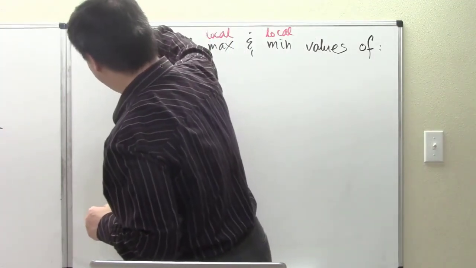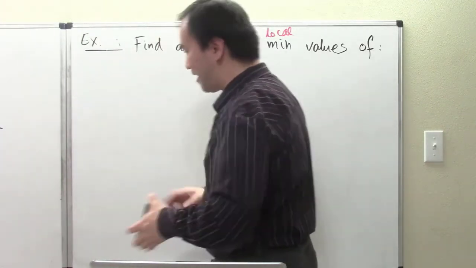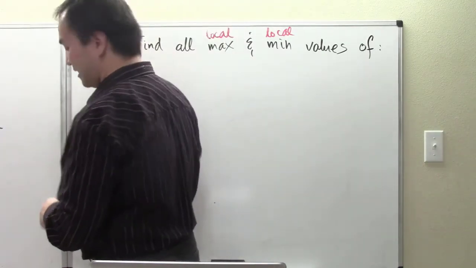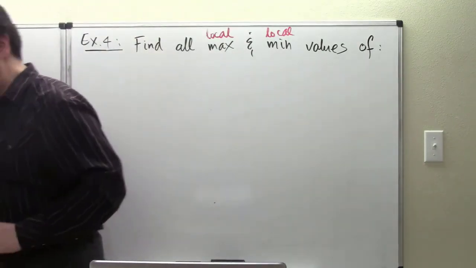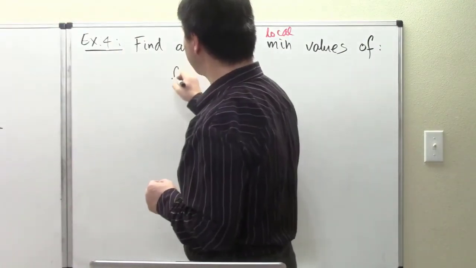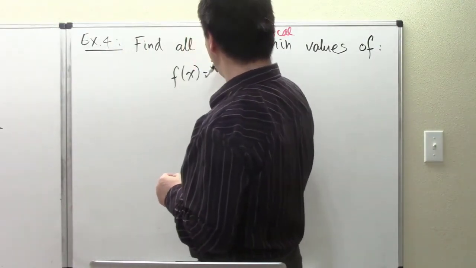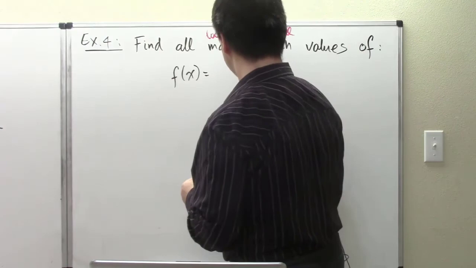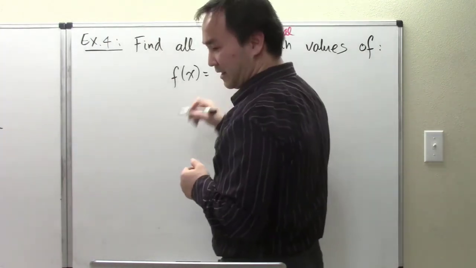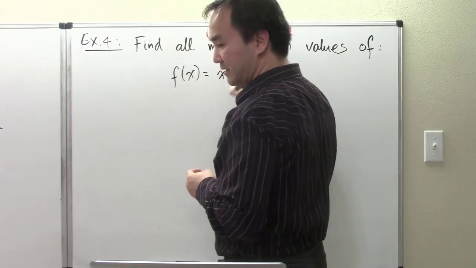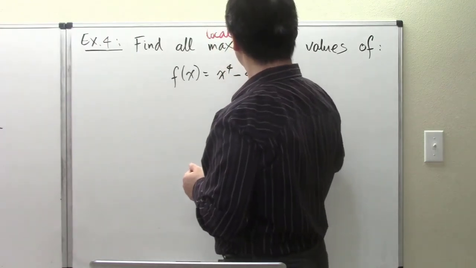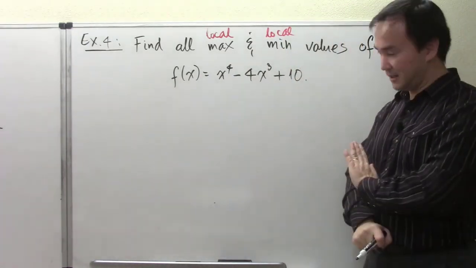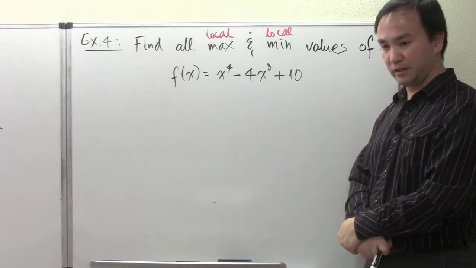So now we're looking at example 4, and I think I only need to give one example, and we should be good for everything. So let's call that example 4. Let's look at our function here. How about f of x? Find all local maximum and local minimum values of our function, being x to the 4th minus 4x cubed plus 10. This time, just as I promised earlier, it's a completely brand new function.